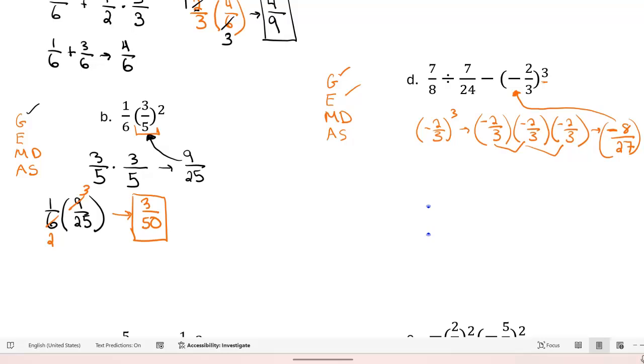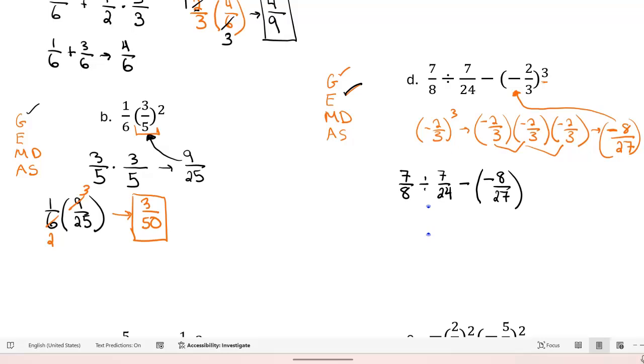Okay, now I rewrite everything. 7/8 divided by 7 over 24 minus parentheses. Those parentheses do not disappear. You have to include those parentheses, otherwise you've eliminated multiplication, and we don't want to do that. Okay, so I am done with my exponents. Now I'm looking at division and multiplication.